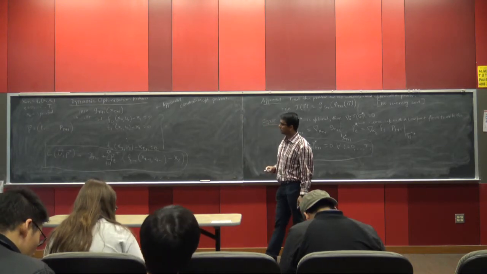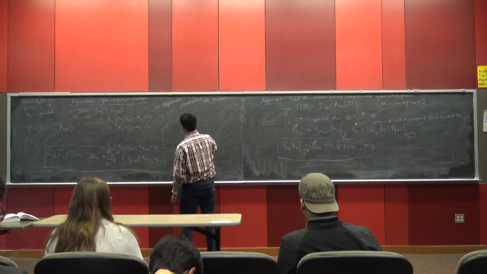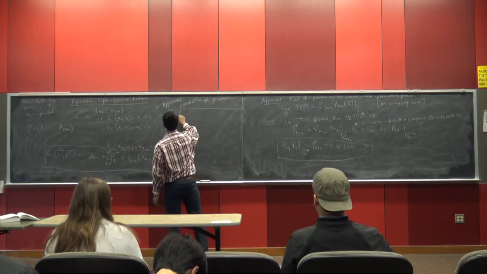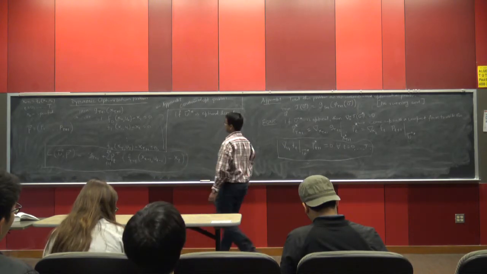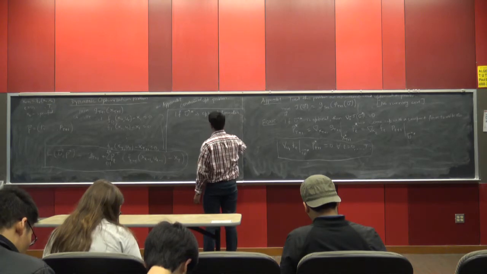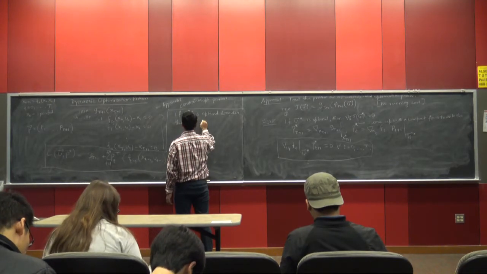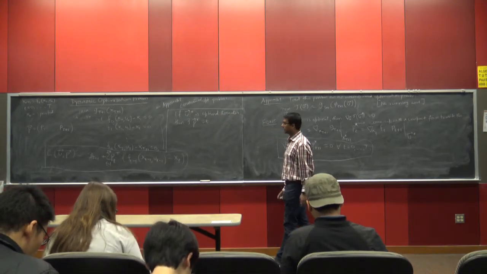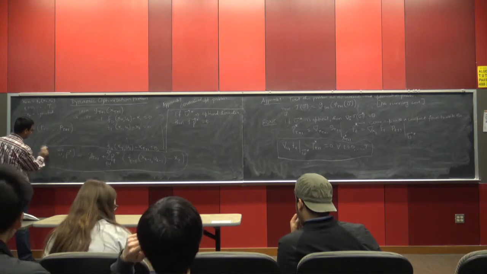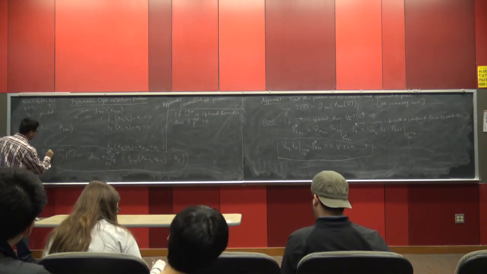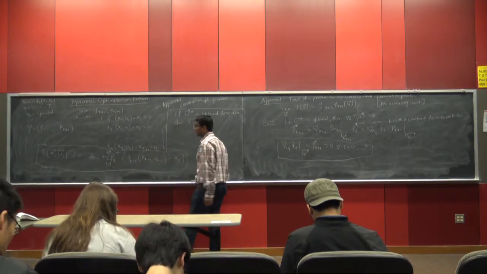So what do I know about L? If u star is optimal and regular, so just assume that regularity conditions are satisfied in this case, then there exists p star such that what should happen? This L is actually a function of x as well, and nobody pointed that out. I'm sad. So L is a function of x as well.